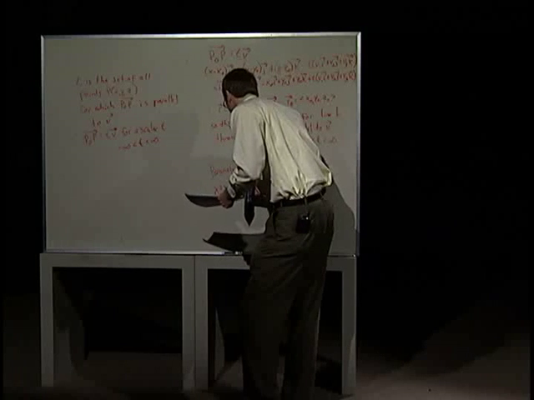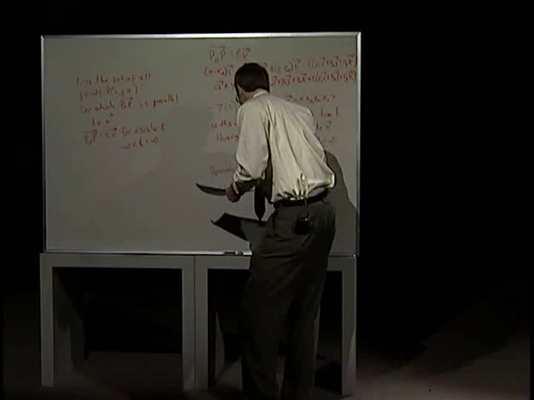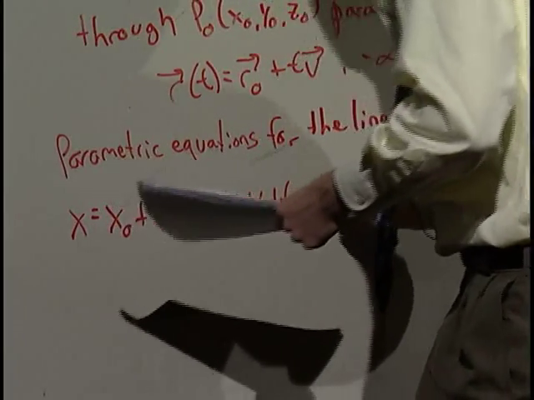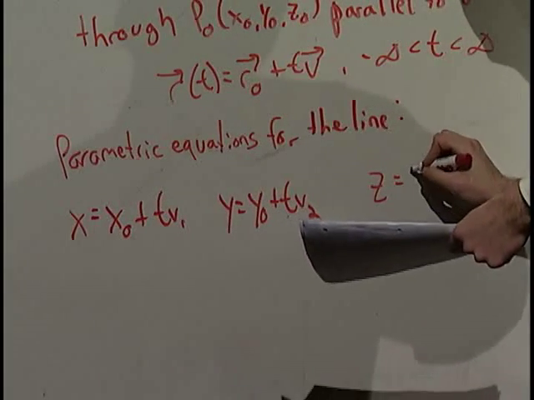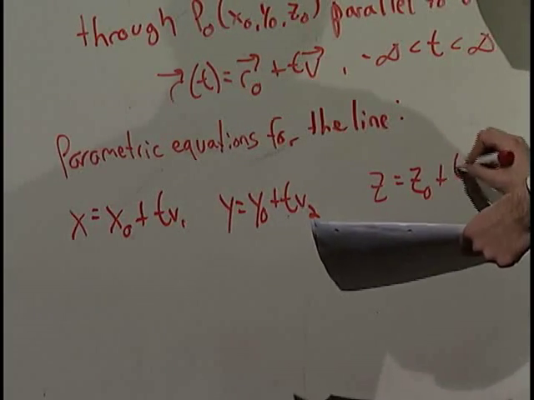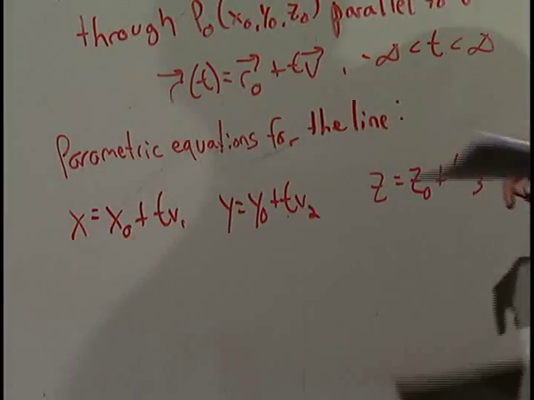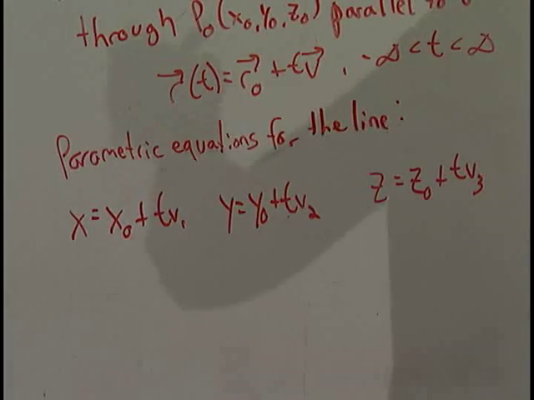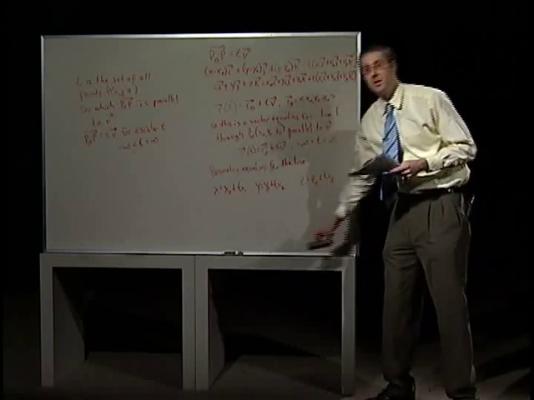x is equal to x0 plus tv1. y is equal to y0 plus tv2. And z is equal to z0 plus tv3. And that should make sense. We're starting from some initial point on the line. We're moving some multiple of v in each direction. There are your parametric equations for the line. Okay, let's look at an example of this for a minute.